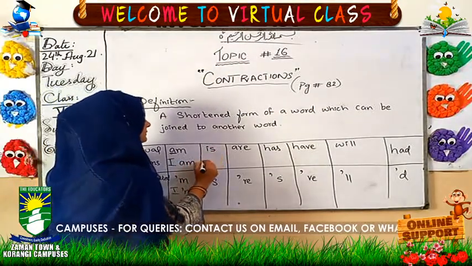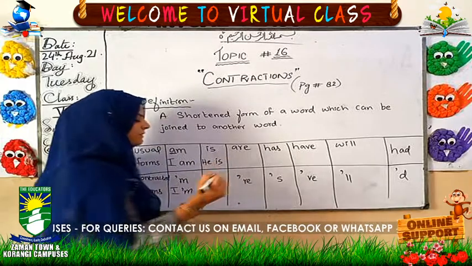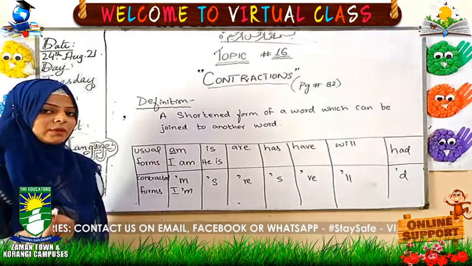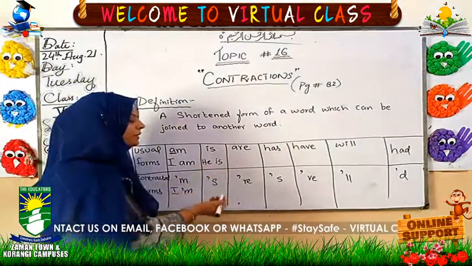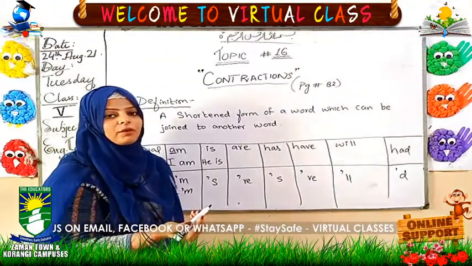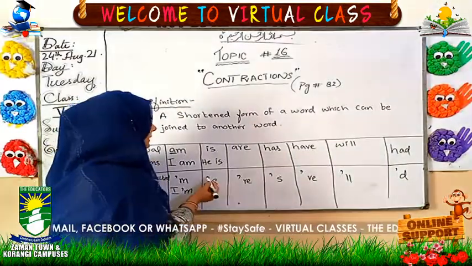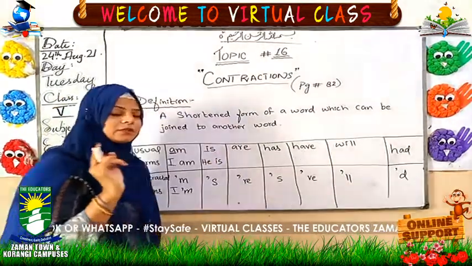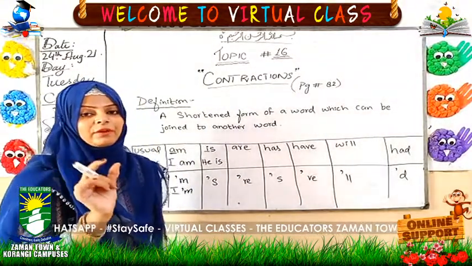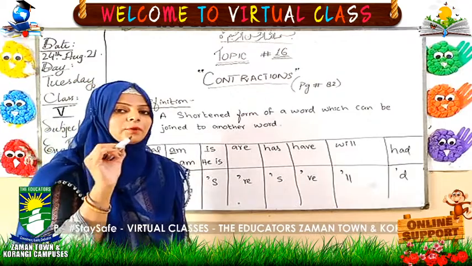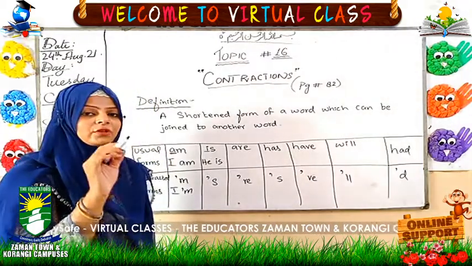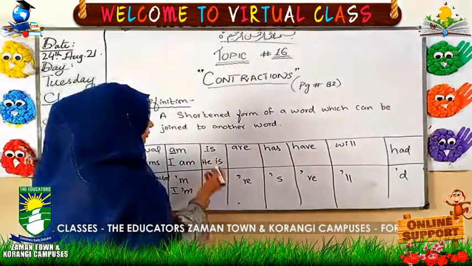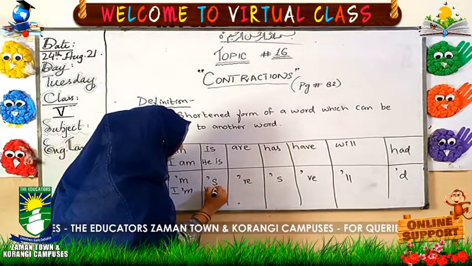Now you have is. He is, she is. We usually use this word with the subjects he, she. Along with a singular subject we use the word is. And what is its contracted form? The contracted form of is is apostrophe s, only apostrophe in place of i. Students, always keep it in your mind: whatever letter you are skipping from a word, you will add the apostrophe at the same place where you are skipping the letter. Here we skip i, so we add apostrophe s in place of i. So it will become he's.